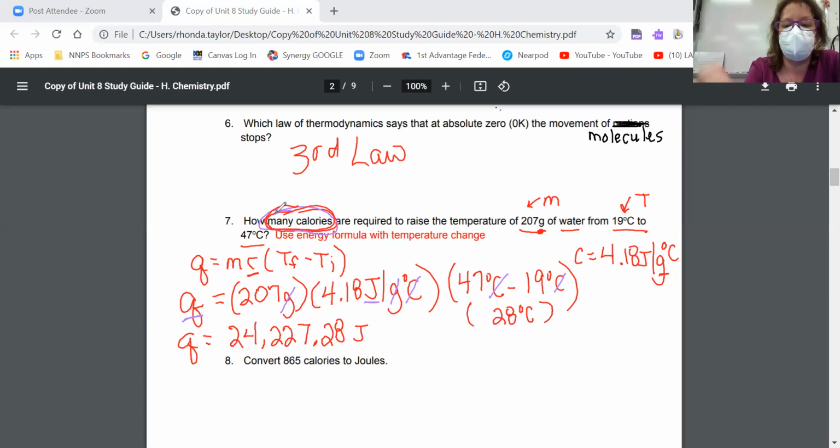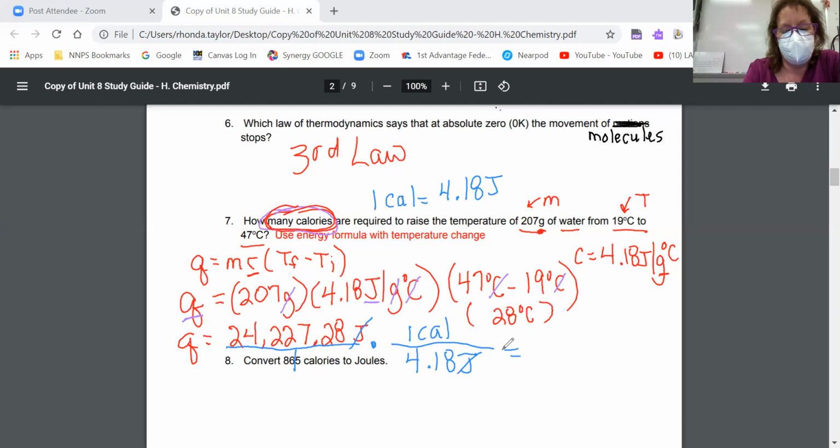But remember they want it in calories. So we've got to use our conversion factor. This is in the notes as well. Remember, 1 calorie is equal to 4.18 joules. So we've got to convert this to calories. 1 calorie, that means your joules will cancel out. So basically 24,227.28 divided by 4.18, and you're going to end up with 5,796 calories for that one. That's your final answer.